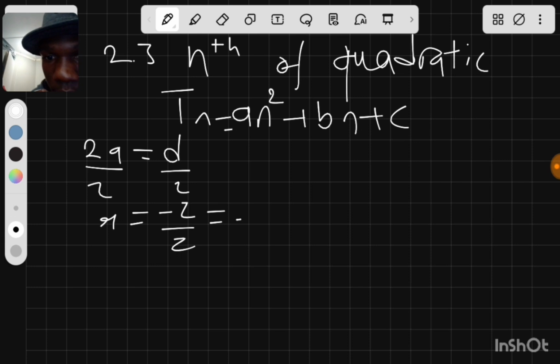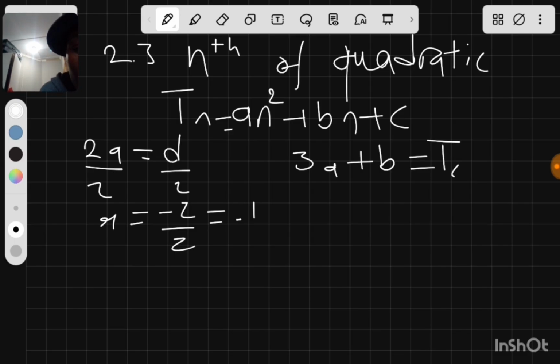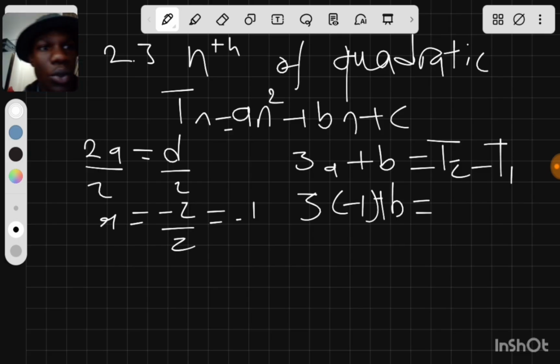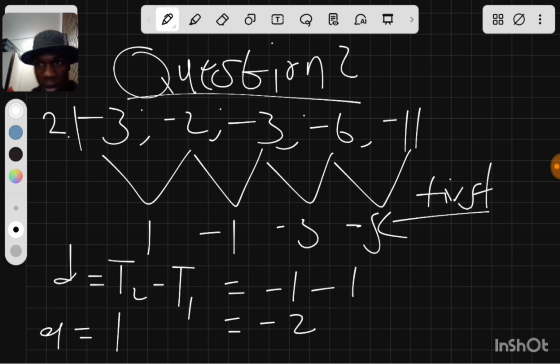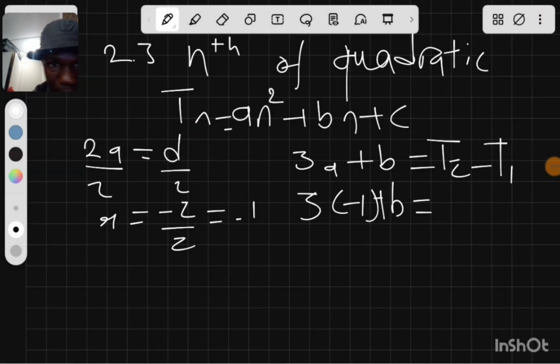I want to write it clearly. It's negative 1. So for b, we're going for 3a plus b is equal to t2 minus t1. We have a, a is negative 1, plus b is equal to, let's check, t2 minus t1. T2 minus t1 is just 1. So we're going to take that.